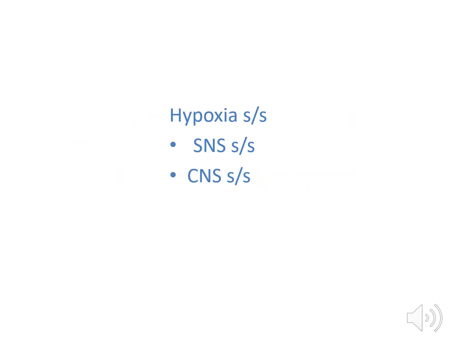All right, symptoms of hypoxia. There are a lot of them, so I'm going to break them into two main categories: sympathetic nervous system symptoms and central nervous system symptoms. I think it's easier to remember all of them when you only have two groups of symptoms to remember instead of a whole bunch. So this is like a memory trick.